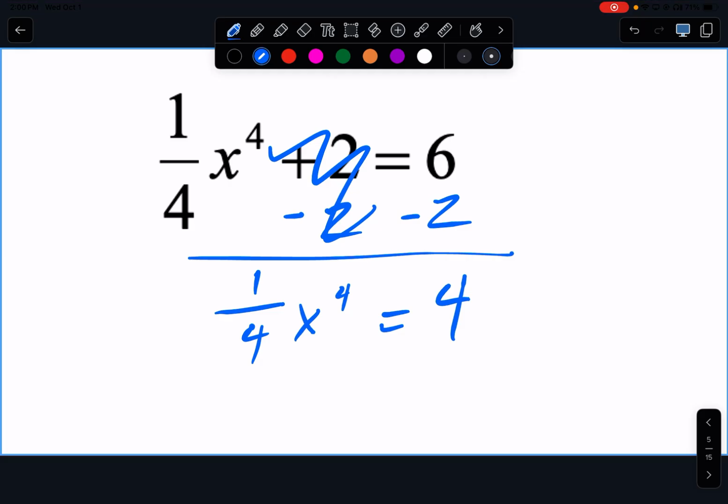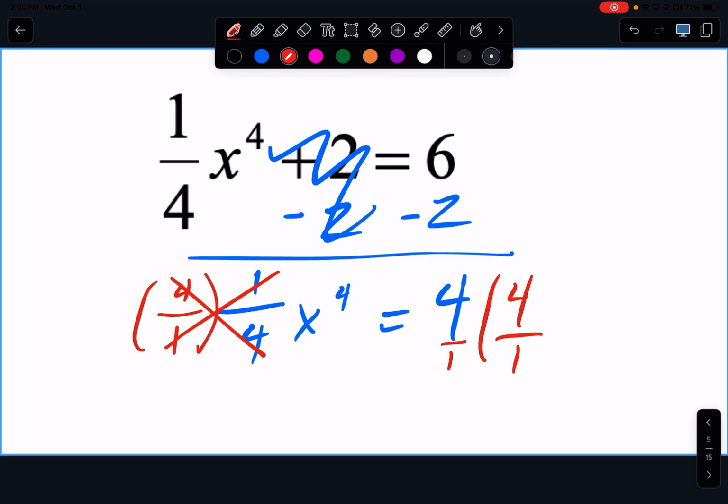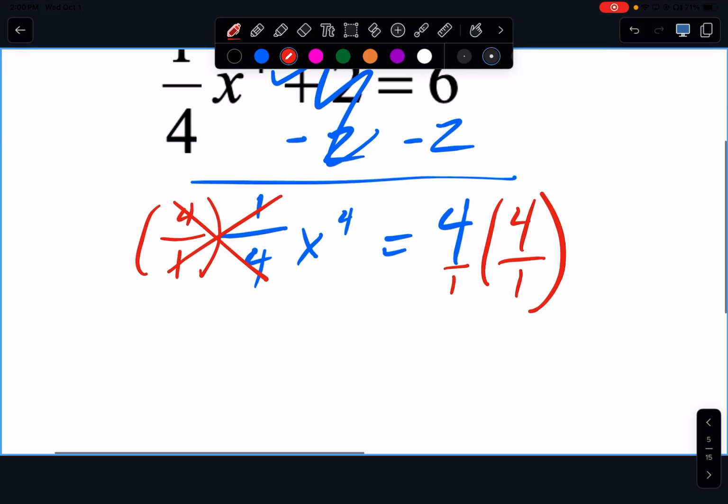Okay, now we're multiplying by a fraction here. This can sometimes be a bit of a speed bump. To undo that, I multiply by the reciprocal, because I want those to cancel out. What I do on the left, I do on the right. So I'm going to multiply by 4 over 1. That's going to give me 16. So I have x to the 4th equals 16.